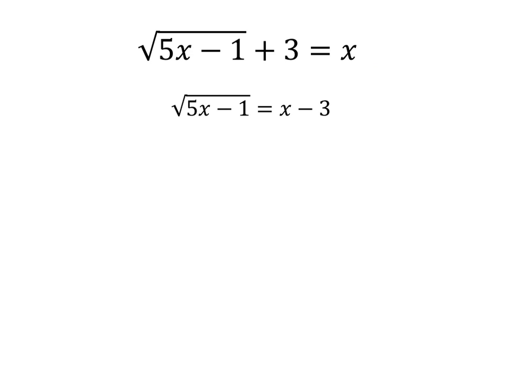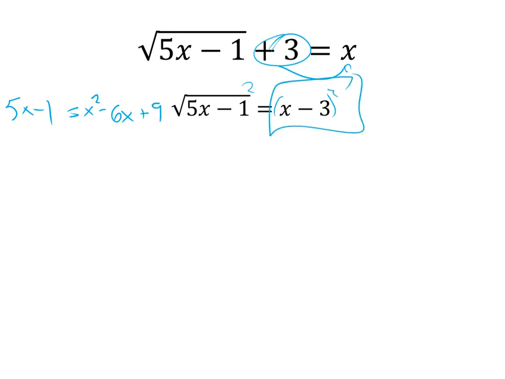All right, now looking at this one, the first thing we want to do is get rid of this number that's outside of it. So we would move this to the other side by subtracting. Now, how do you get rid of a square root? You square both sides. So we would square this whole side. That gets us 5x minus 1 is equal to, now we've got to FOIL this, which would be x squared minus 6x plus 9. Okay, and that's from FOILing that.